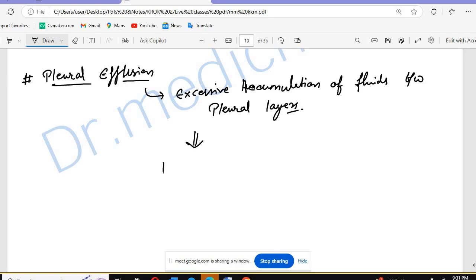So what will it do? It restricts lung expansion during inspiration.